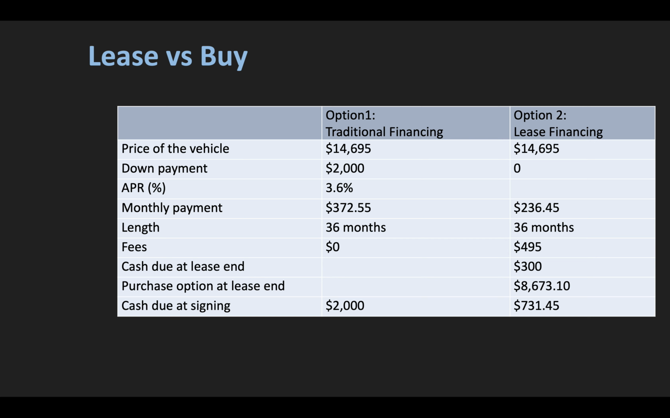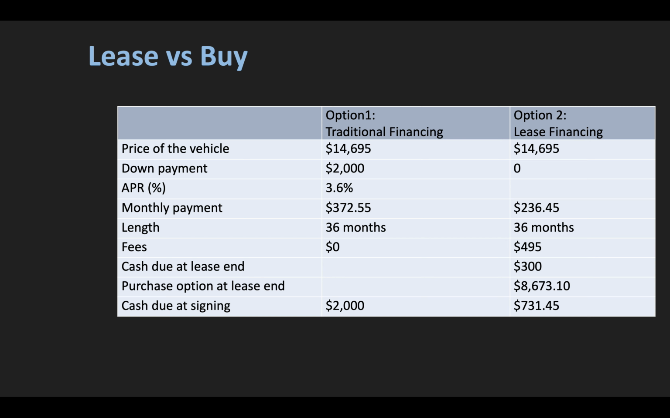So which one is better? This is actually the way to compare it, right? If you put all the options together, you can do a very good comparison. So the price of the vehicle is the same, no matter whether you are using the first option or the second option, right? Down payment, you only need to do that for traditional financing, right? So theoretically, you don't need to pay any other thing, right?